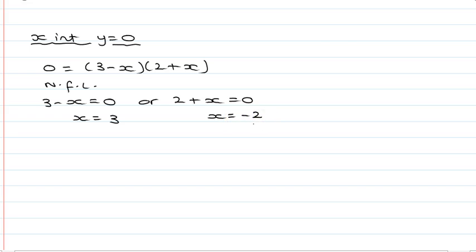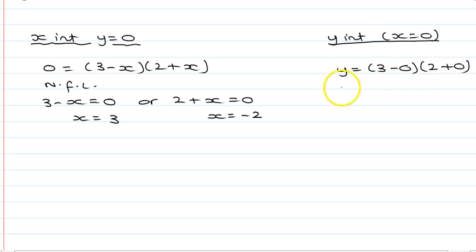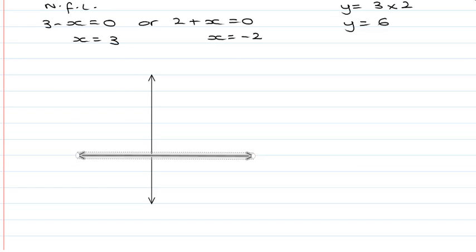Whenever we're sketching a graph, we also need to give the y-intercept. The y-intercept happens when x equals 0. So I'm going to substitute x equals 0 into our equation. 3 minus 0 multiplied by 2 plus 0 equals 3 times 2, which is 6. So our y-intercept is 6. When we're sketching the graph, we must include those key points. So we have the x-intercepts 3 and minus 2, and we've got 6.